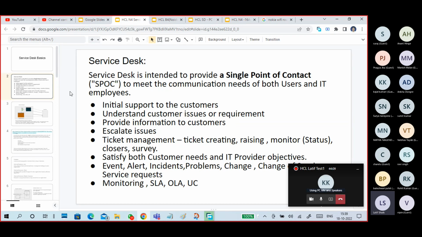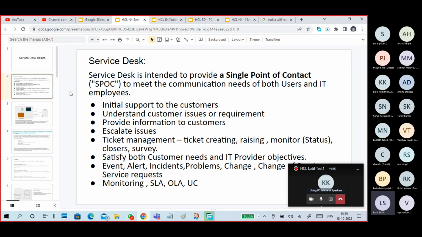They provide information to the customer as required, like when a customer asks for certain information or some permission, they provide the related information as per the requirement. Escalate the issues. If you are unable to resolve the problem on your own, then you have to escalate the issue to a particular department to manage the ticket. So create the ticket, raise the ticket, monitor the ticket, closure, surveys, all these things we do.